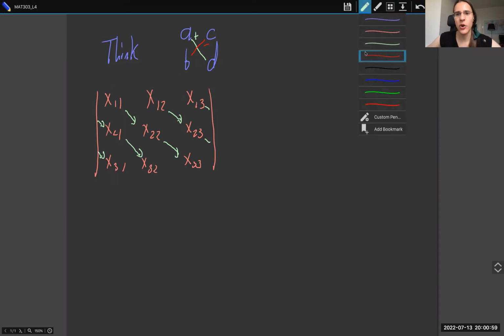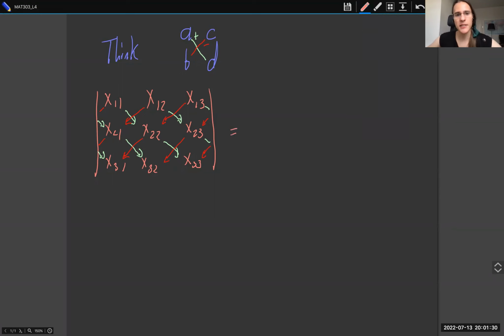And then you're going to go through all of the diagonals in the other direction. So this is going to go here, and this is going to go here. Then this is going to go here, and this is going to go here. Then this is going to go here, and that is going to go there. And so all of the green chains get a plus sign, and all of the red chains get a minus sign.